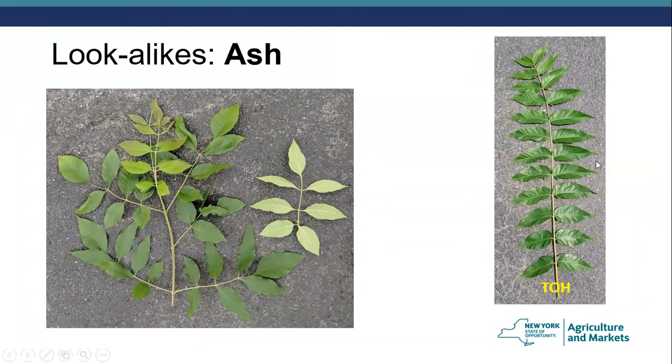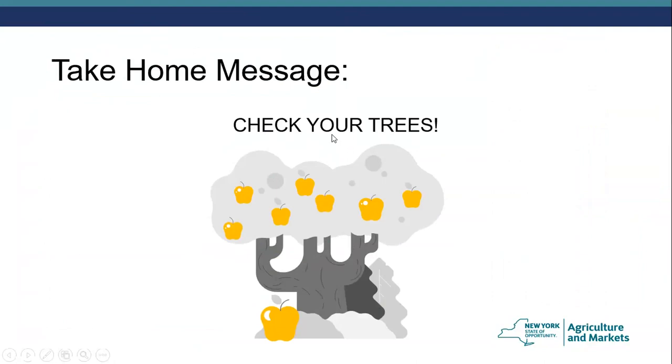My take-away message, as it always is: check your trees. Tree of Heaven is likely to have spotted lanternfly if spotted lanternfly is present in an area, but they can be on other trees too. And when you're checking your trees, please report your negative findings to iMapInvasives.